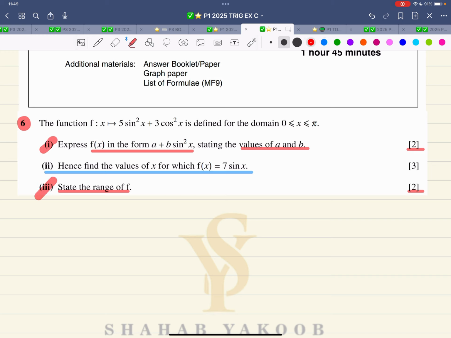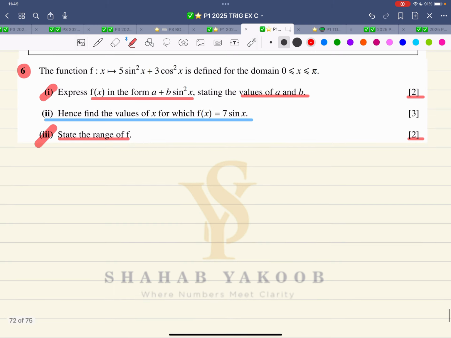Now first thing first, the first part and the third part, they are linked. And how are they linked? That is what I'll explain to you. So let's get started with the first part.